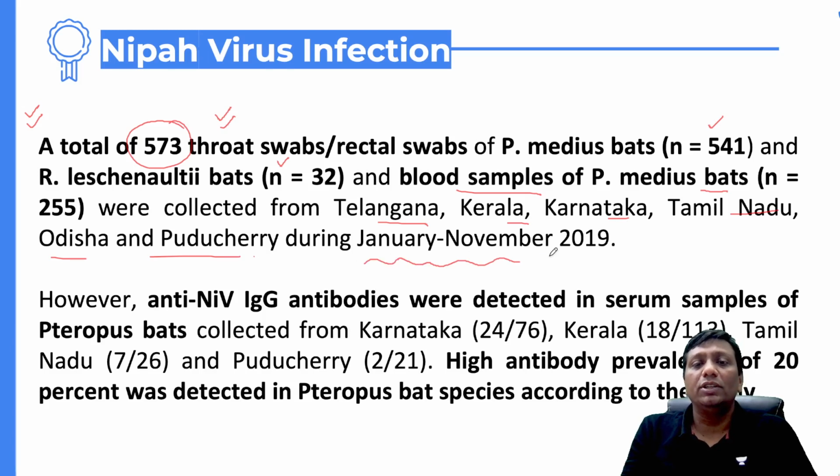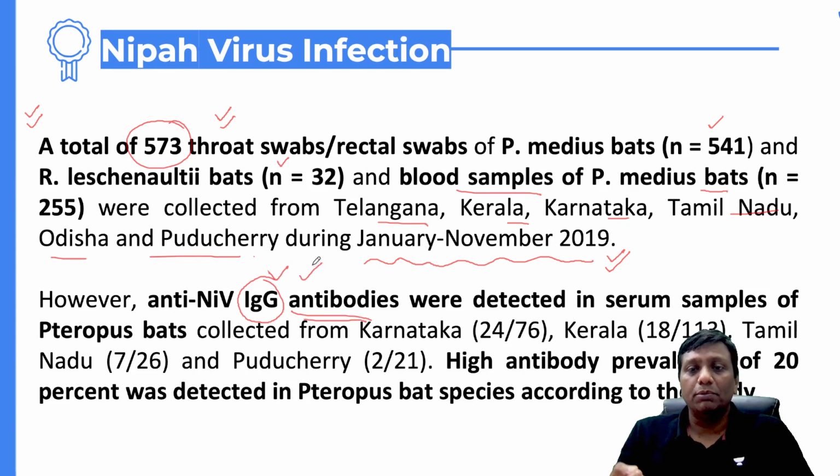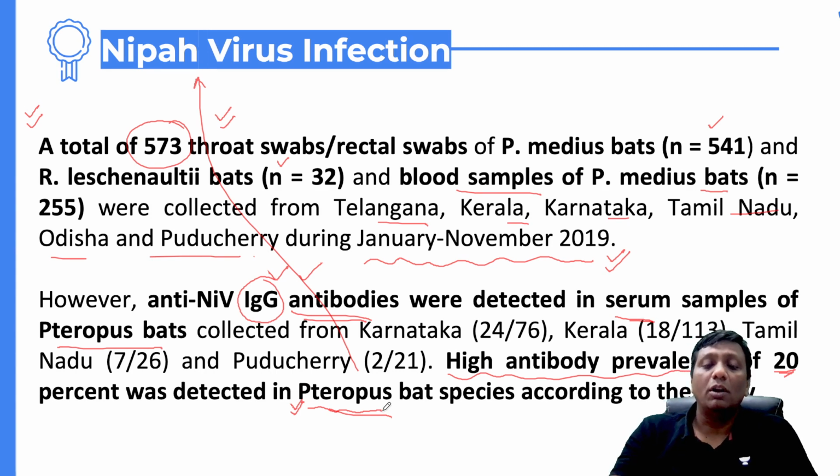In this 11-month duration, January to November 2019, whatever samples they collected, they even found the presence of immunoglobulin G antibodies. Immunoglobulin G antibodies are proteins that were detected inside the serum samples of the Pteropus bats. Here they found that the Pteropus bat species have around 20% of this type of antibodies, higher than the other bats. And that is the reason Pteropus bats become very, very important for all of us against Nipah virus infections. Because here the amount of antibody formation is more than for normal viruses.